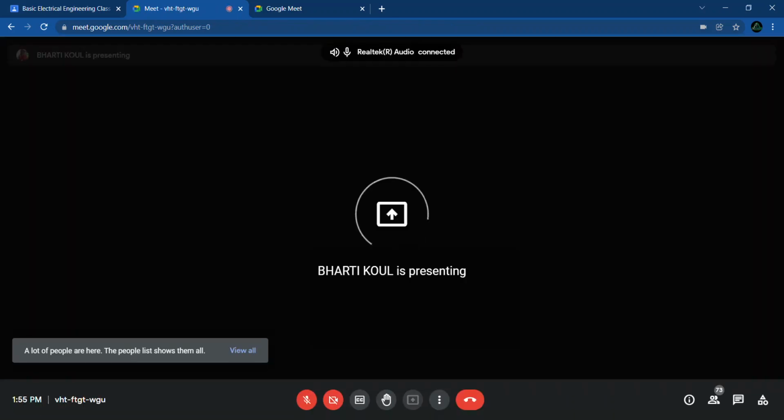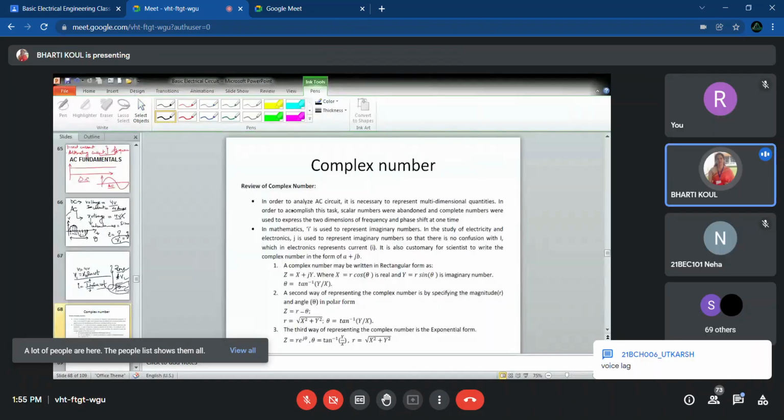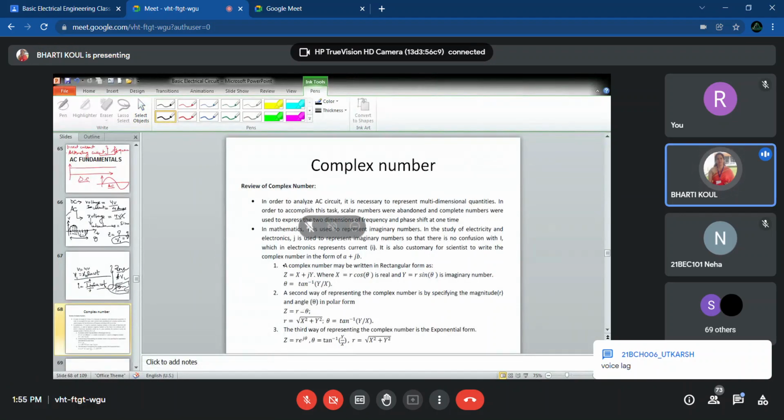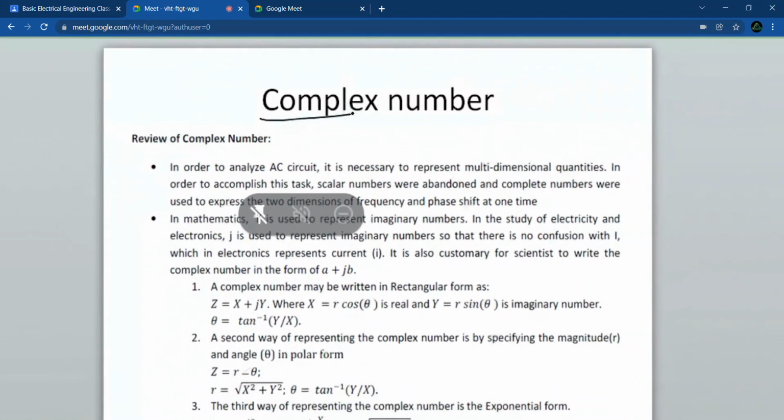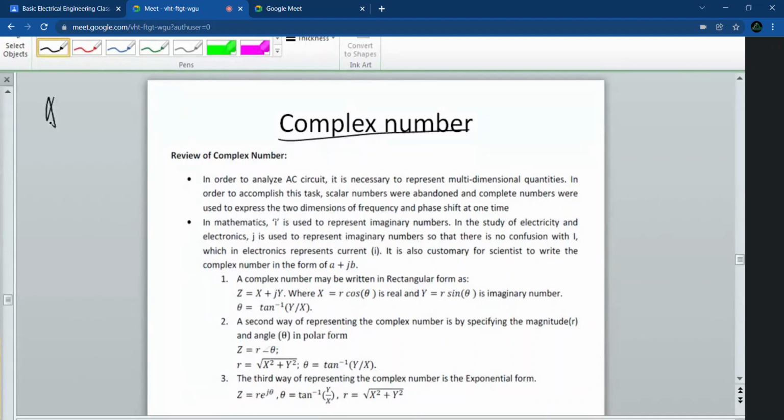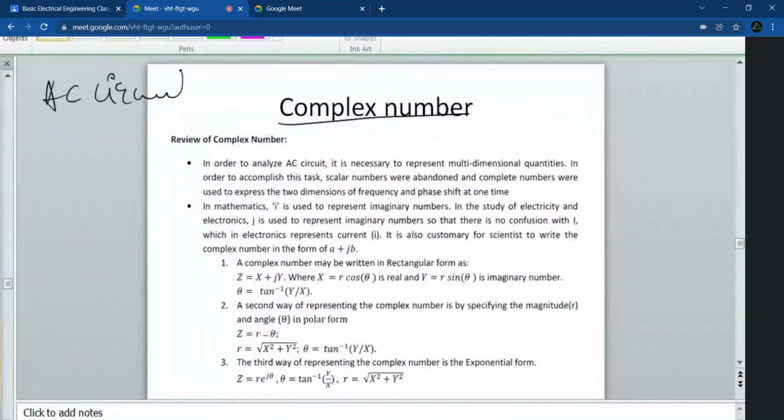Complex numbers are essential, a sort of prerequisite, when you are discussing AC circuits. You have studied this in your mathematics course. You know what a complex number is? In mathematics, we express it with respect to iota. You have some idea about that? Yes, ma'am. Just a second.